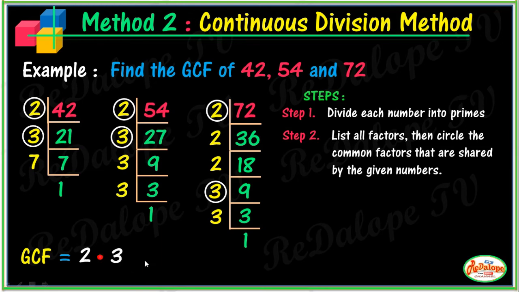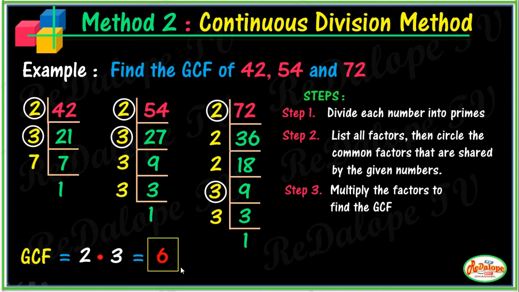Then next, to find the GCF, we will multiply these 2 factors. So that is 2 times 3, understood to be 6. So again, the GCF of 42, 54, and 72 is simply 6.